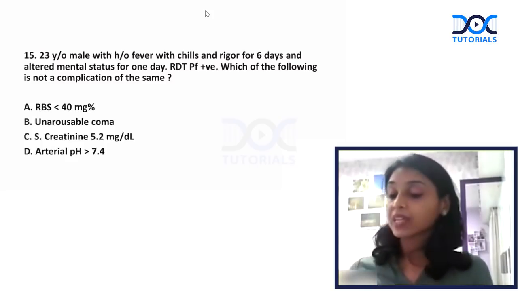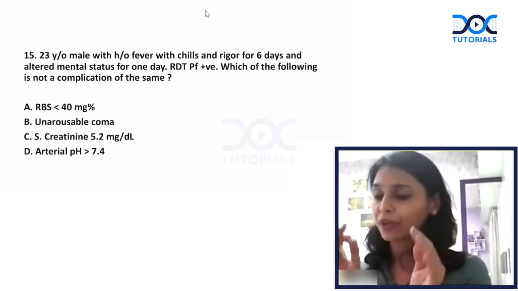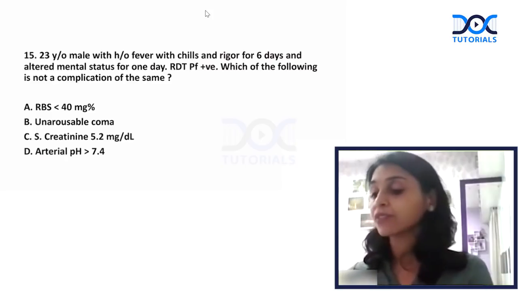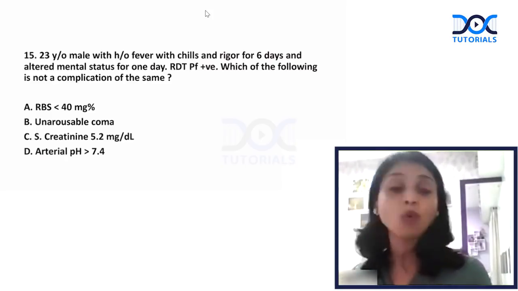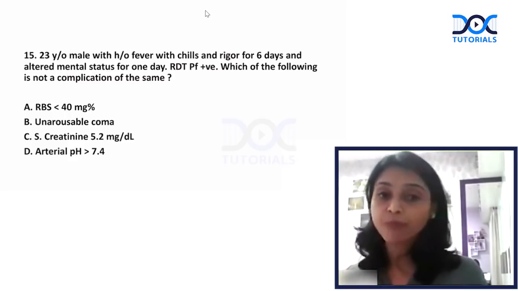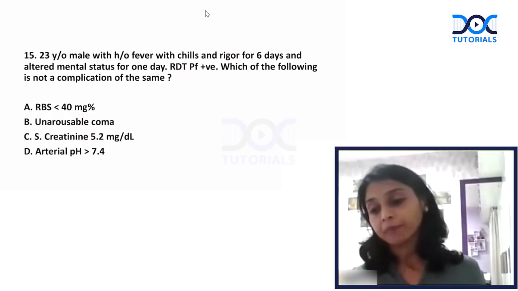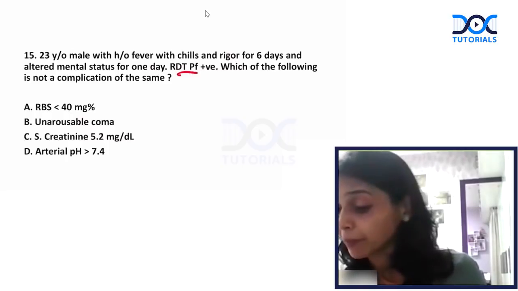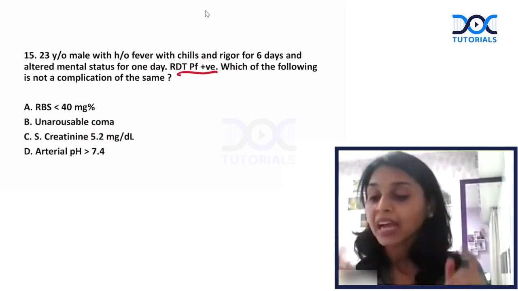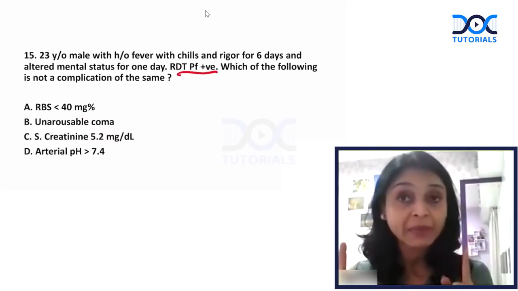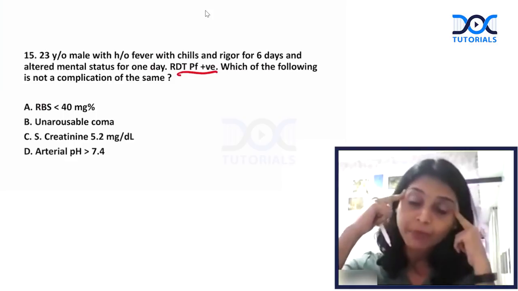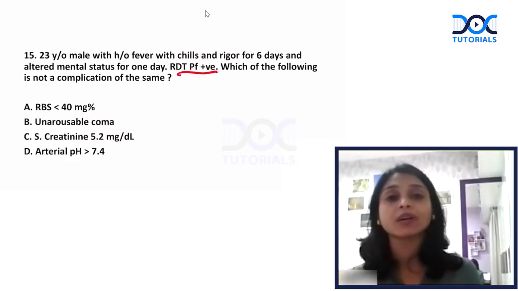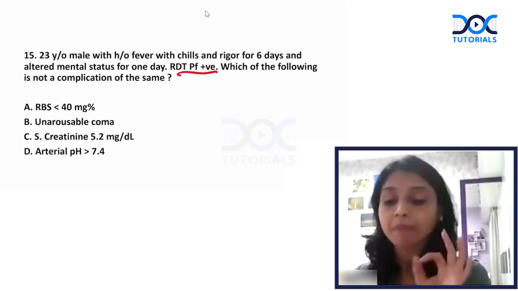A 23-year-old male with history of fever and chills. You have to see the patient in your mind, okay? 23-year-old male with history of fever with chills and rigor for 6 days and altered mental status for 1 day. RDT PF was positive. Which of the following is not a complication of the same? So what is the diagnosis? PF positive, that means it's Plasmodium falciparum malaria. And the patient is having altered sensorium, that means it is cerebral malaria. It has gone up to his brain, and the patient is going for complications. So the question is, which of the following is not a complication that is mentioned under severe malaria?